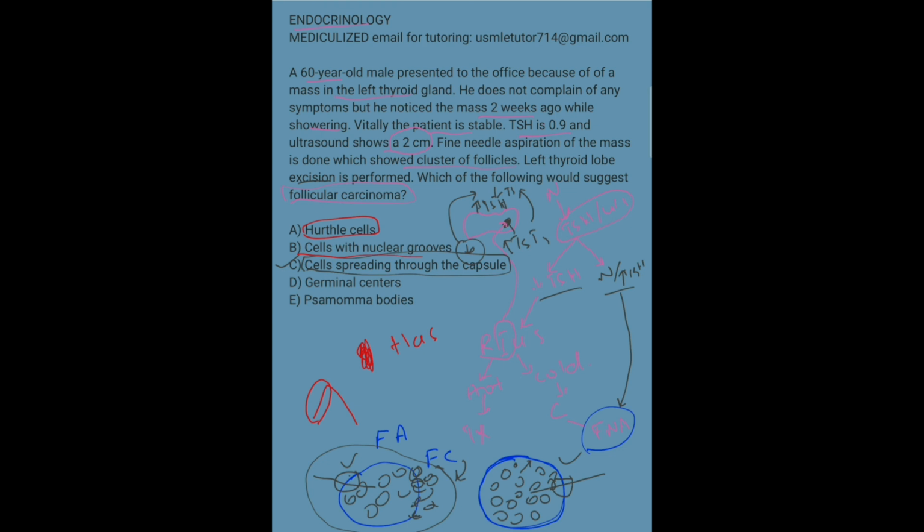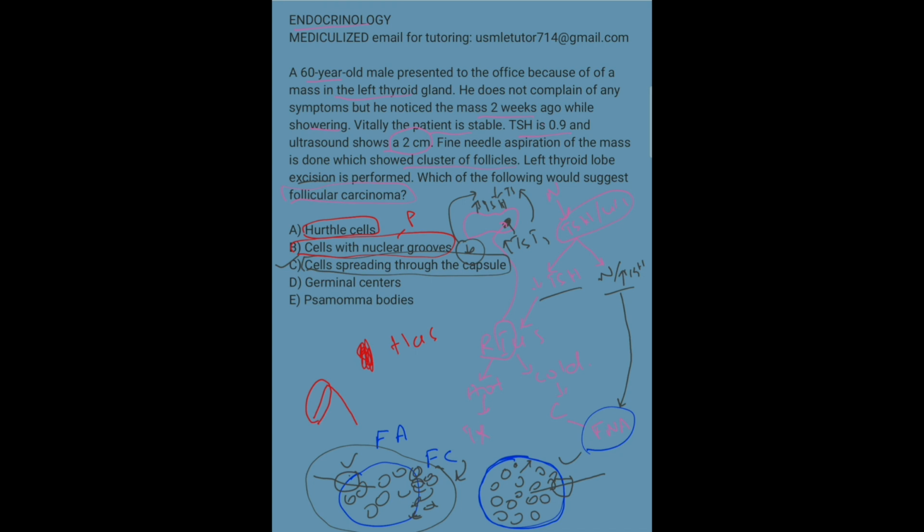Now the second option is a cell with nuclear grooves. So this is a papillary carcinoma. Remember, papillary carcinoma is the most common thyroid cancer, and it also has an excellent prognosis, usually associated with radiation exposure, childhood radiation exposure.